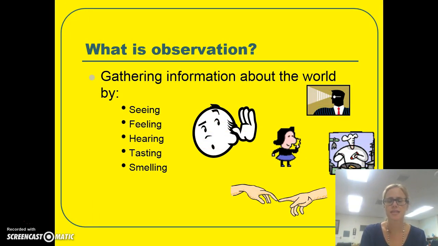The first thing that scientists do is they make observations. So what is an observation? Observations are when scientists gather information about the world around them. How do we gather information? We look around and we see. So by seeing. We can also gather information by feeling. We can gather information by hearing. We can gather information by tasting things and by smelling things. So we look around the world and we observe. We see, we use our senses, and we write down these facts that we see.